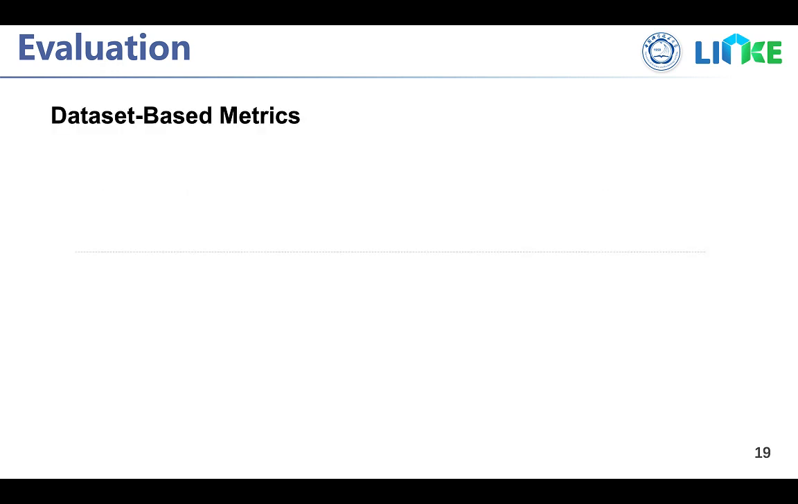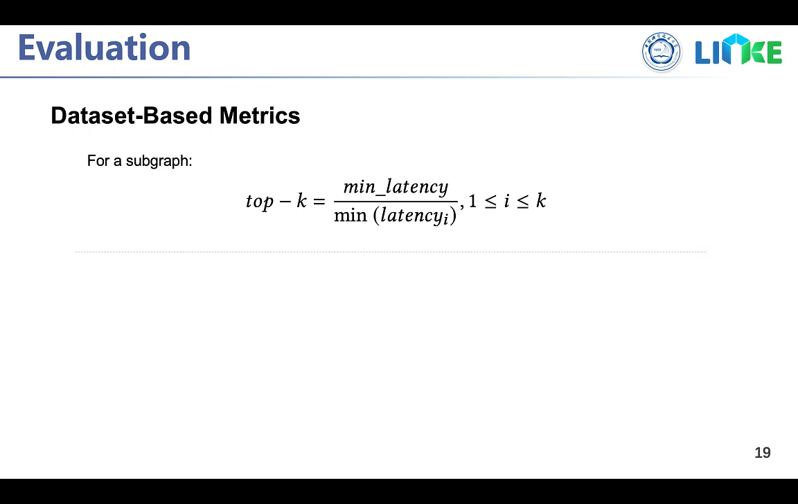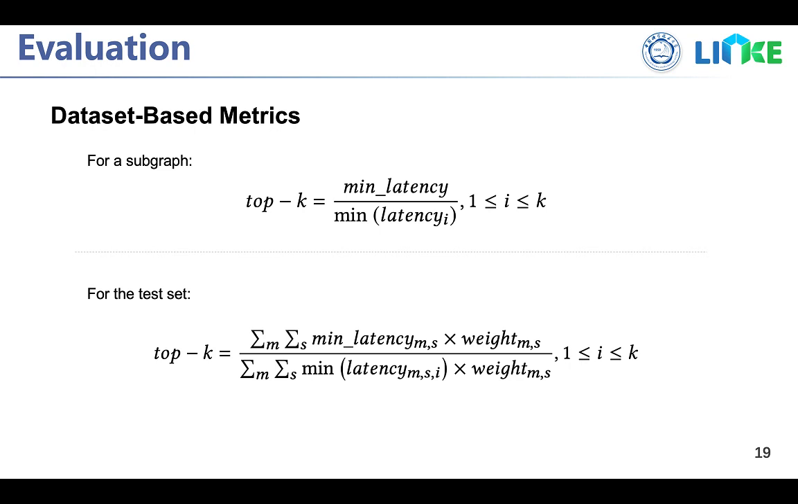For the dataset-based metrics, we will use the top K criterion for evaluation. Specifically, for a given subgraph, the top K score is defined as the ratio of the minimum latency of all samples to the minimum latency of the K samples predicted by the cost model. For the test set, the top K score is the weighted average over all subgraphs.